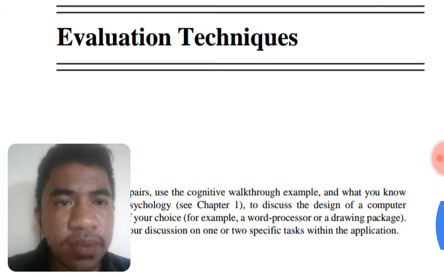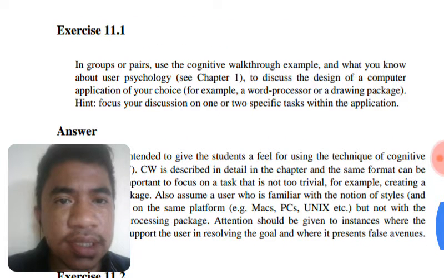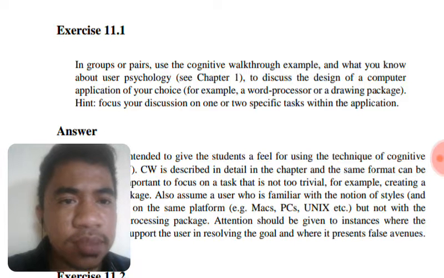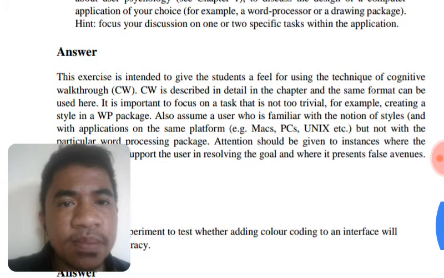Chapter 11: Evaluation Techniques. Exercise 11.1. In a group or pair, use the cognitive walkthrough example and what you know about user psychology, see Chapter 1, to discuss the design of a computer application of your choice, for example, a word processor or a drawing package. Here, focus your discussion on one or two specific tasks within the application.